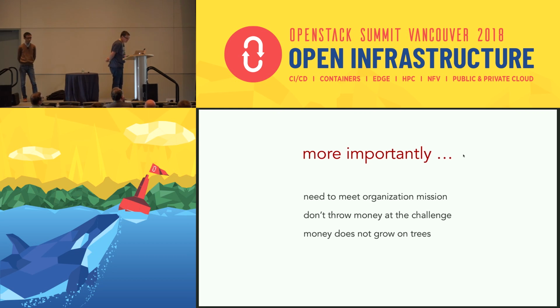More importantly, we need to meet the organization's mission. Don't throw money at the challenge. Money does not grow on trees. So we tried to build this cloud very cheaply. As I said, we're coming from an HPC background. Basically, what we have done is we're running our OpenStack on CentOS, using the CentOS packages. The hardware is coming from our cluster, so it's cheap.